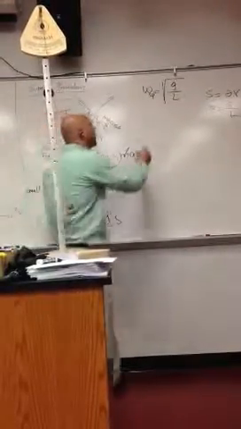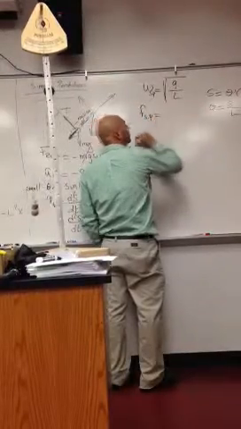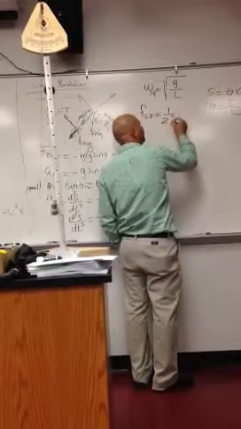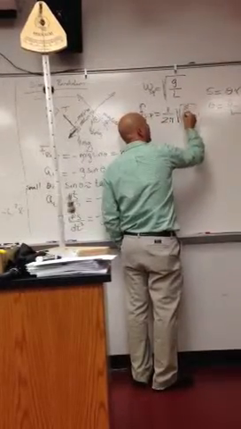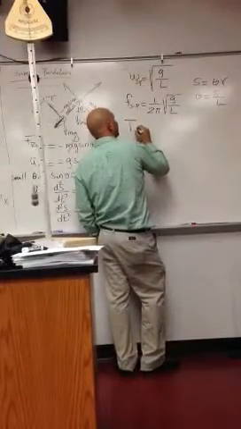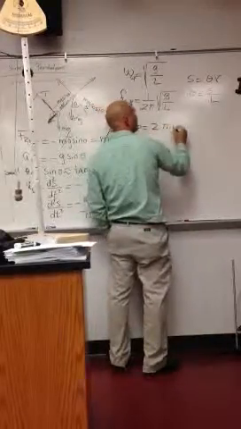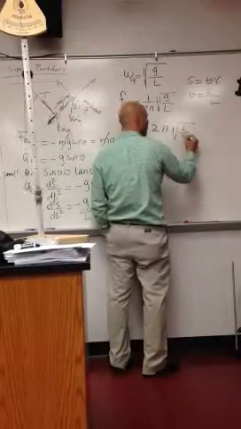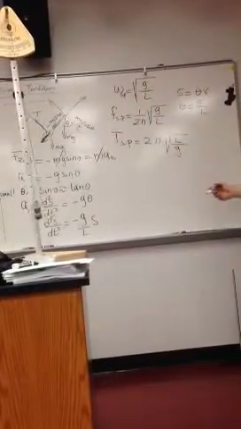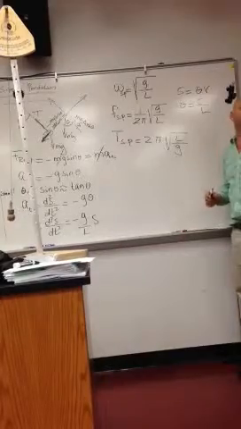What will be the linear frequency for a simple pendulum? 1 over 2 pi square root of G over L. And what will be the period for a simple pendulum? This also says that these three parameters are independent of the amplitude.